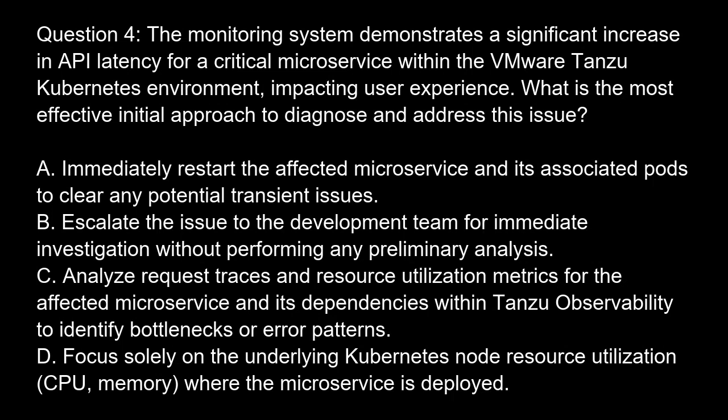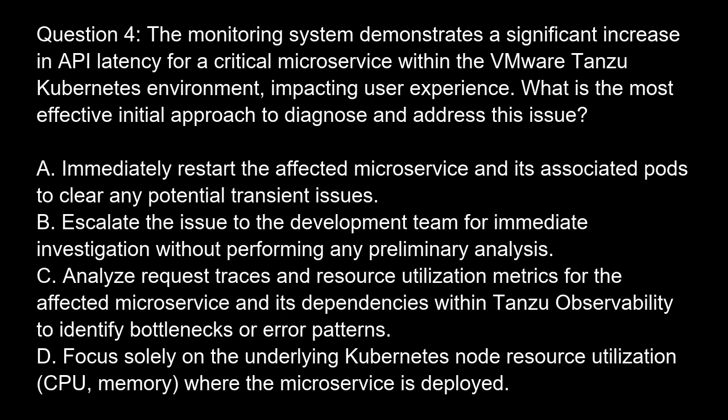Question 4. The monitoring system demonstrates a significant increase in API latency for a critical microservice within the VMware Tanzu Kubernetes environment, impacting user experience. What is the most effective initial approach to diagnose and address this issue? Option A. Immediately restart the affected microservice and its associated pods to clear any potential transient issues.